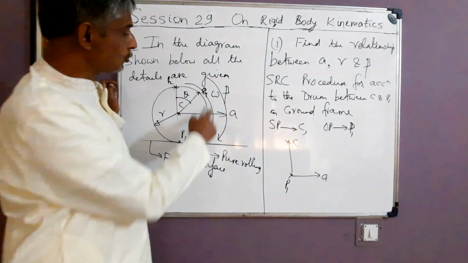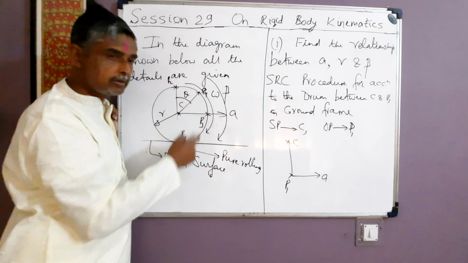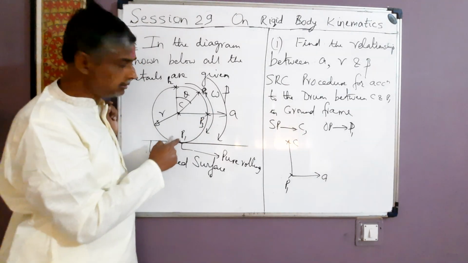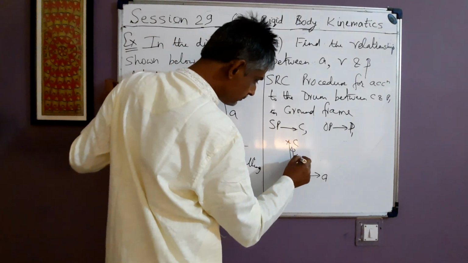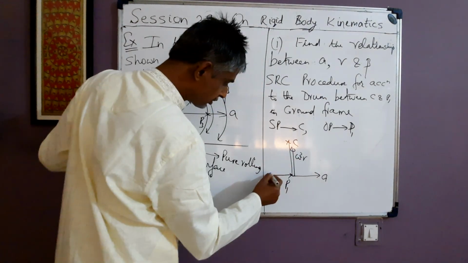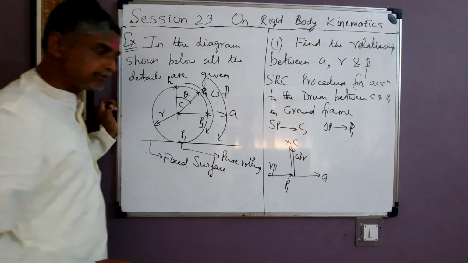Now write down the sentence. Omega and beta are both clockwise. Omega is clockwise. P1 moves in a clockwise circle with center at C and radius R. Two accelerations have to be given to P1. Omega square R upward direction, R beta rightward direction.